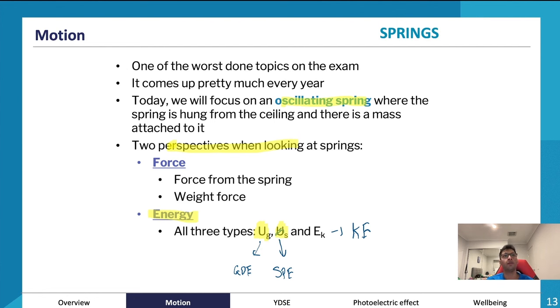The second way you can look at springs is by the force. So when it comes to dropping a mass onto a spring from a certain height, there are two types of forces acting on it. The weight force, which is just F equals mg, and the spring force, which is F equals kx, where k is your spring constant, which has its own units.